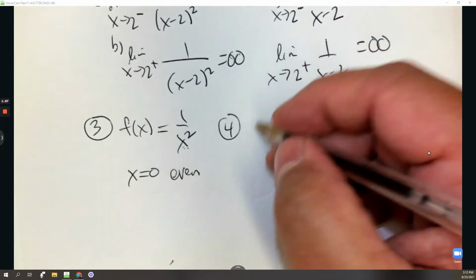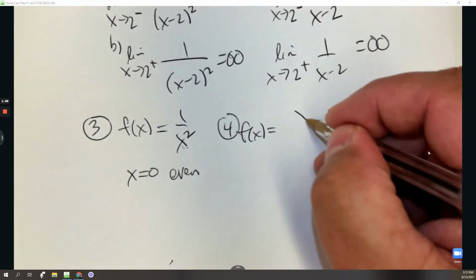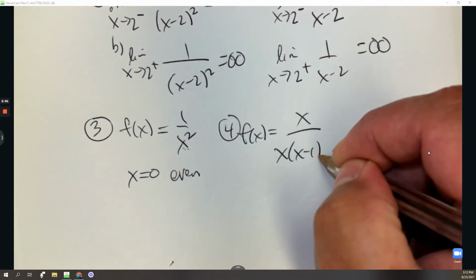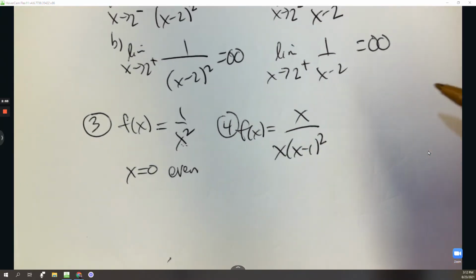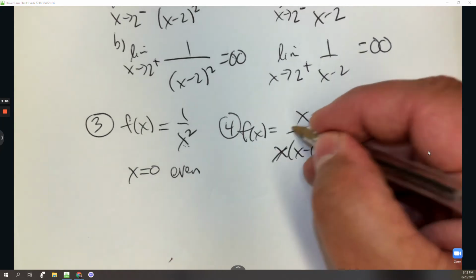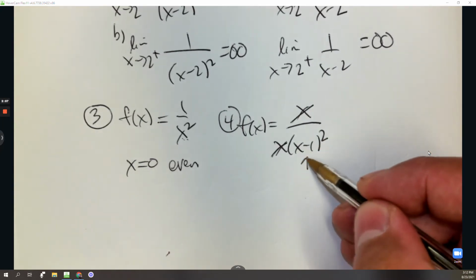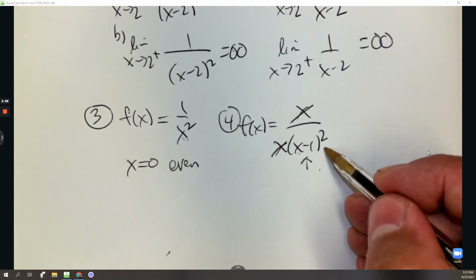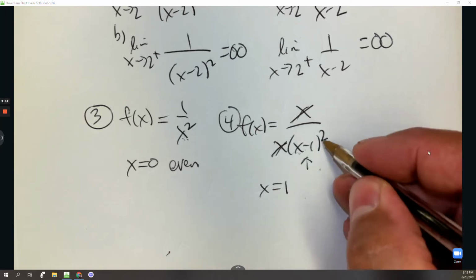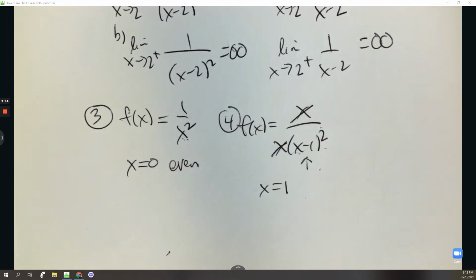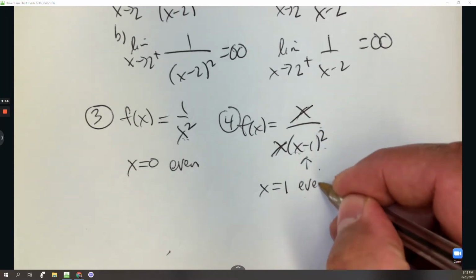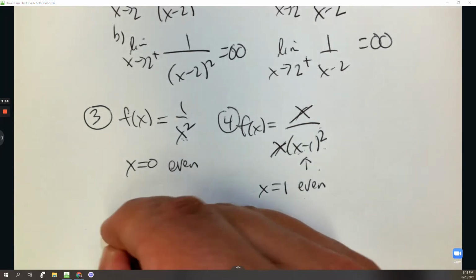Number 4. First you look, is it removable? Once it's removable, it creates a hole. So the x is removable. What's left, what makes this 0, is positive 1. And what's the exponent? It's even, so it's an even vertical asymptote. Number 5.